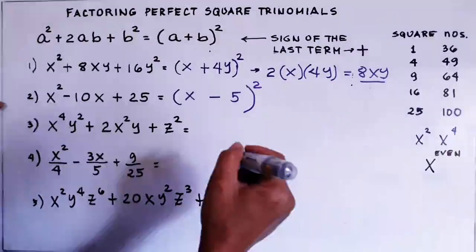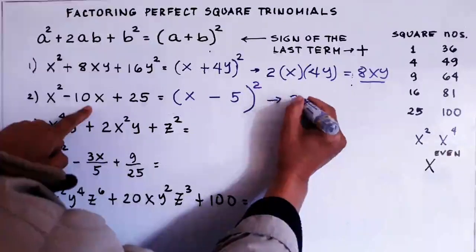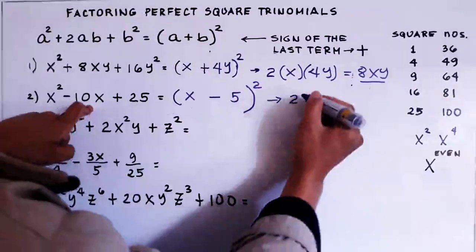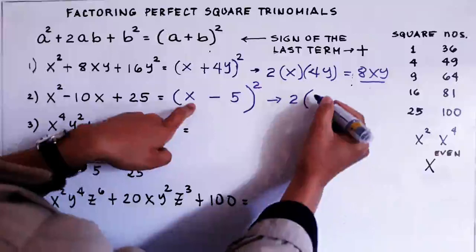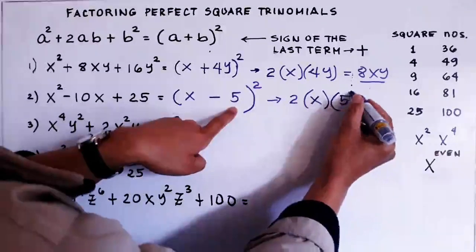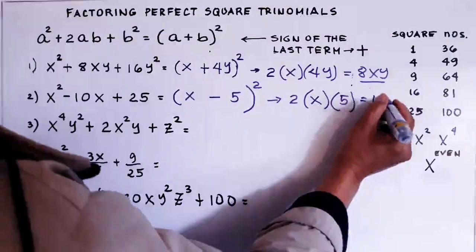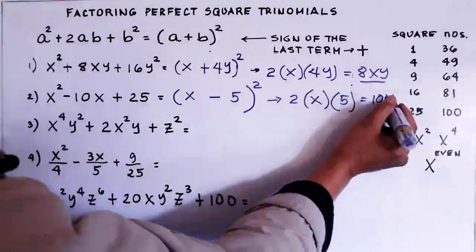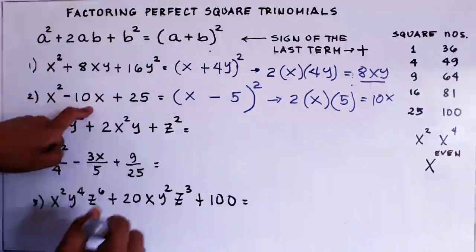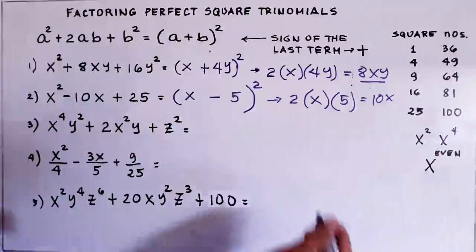Now let us check whether this one is a perfect square trinomial. How do you check? We put again the 2 here. Don't forget the 2. Multiply always this 2 by the first term and times the second term. 2 times 5, 10 times x. We have 10x here. Is this one 10x? Yes, it's a perfect square trinomial, and this is our factor, x minus 5 times x minus 5.